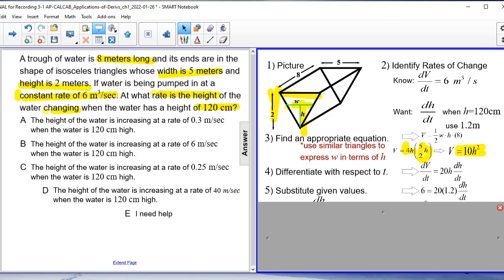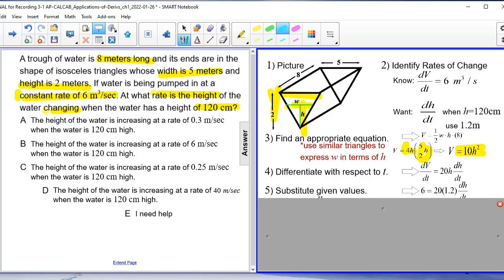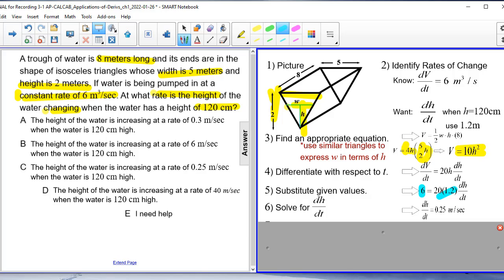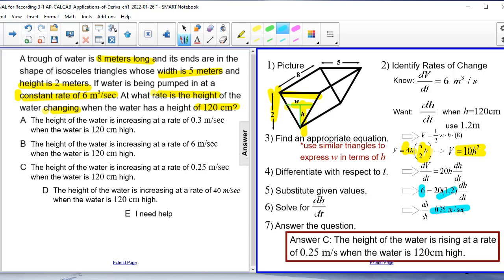And now we begin to substitute our known values. We know that dV/dt is equal to 6. We know that we want to know the height changing at 1.2 meters. dH/dt is what we're looking for. So when I solve for dH/dt, we're going to find out that height is changing at 0.25 meters per second. Remember to write your answer as a complete sentence.